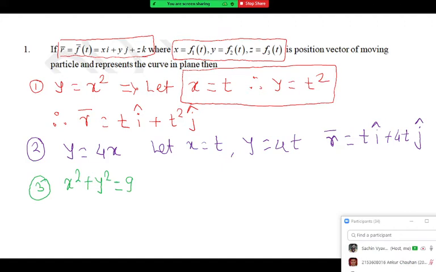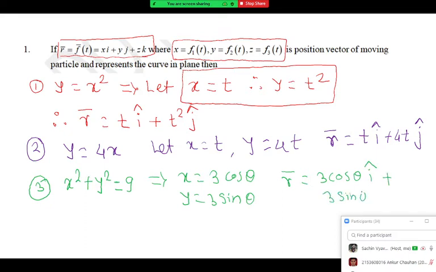Generally we take x in terms of cosine and y in terms of sine, but the reverse is also okay. I'm not saying that it is compulsory. So the best parametric form for a circle is x equal to 3 cos theta and y equal to 3 sin theta. If you replace x by 3 cos theta and y by 3 sin theta, we get r bar equal to 3 cos theta i cap plus 3 sin theta j cap. So this is the vector equation of a circle.